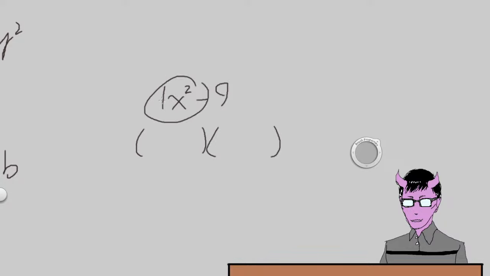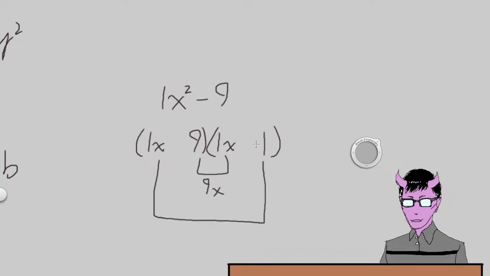So again, how do we produce this positive 1x squared? It must be positive 1x times positive 1x. How do we produce this negative 9? Well, you're not going to put 9 in 1, because this one, if you distribute, gets you 9x. That one, if you distribute, gets you 1x. And no matter what plus or minus you put in between those, you will never obliterate the middle term. So this is incorrect.